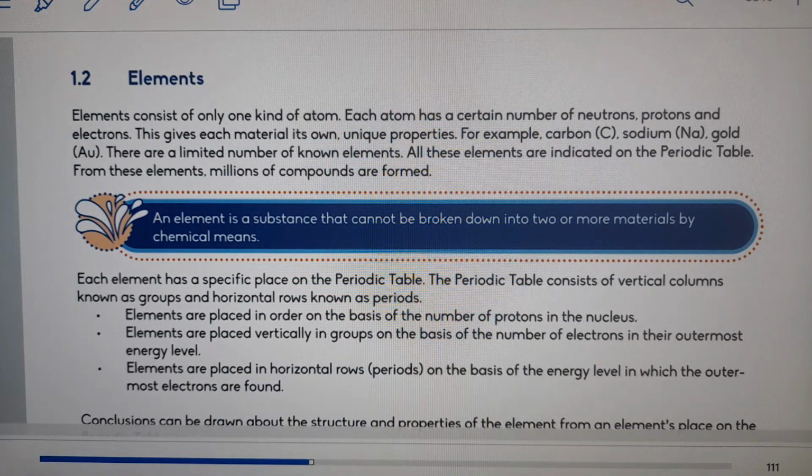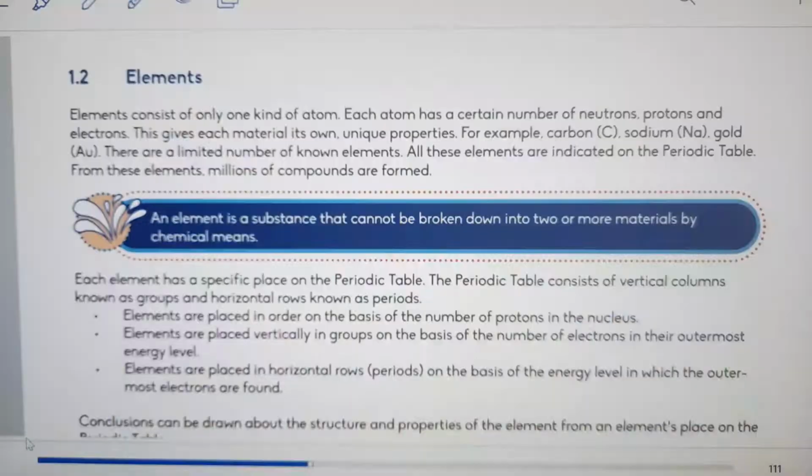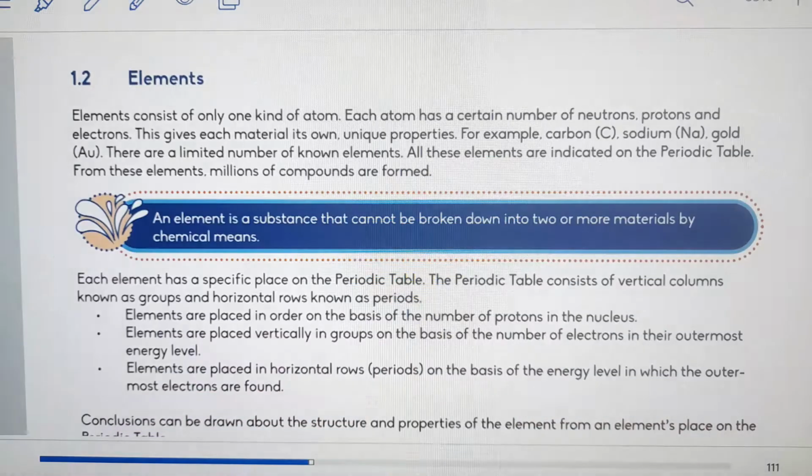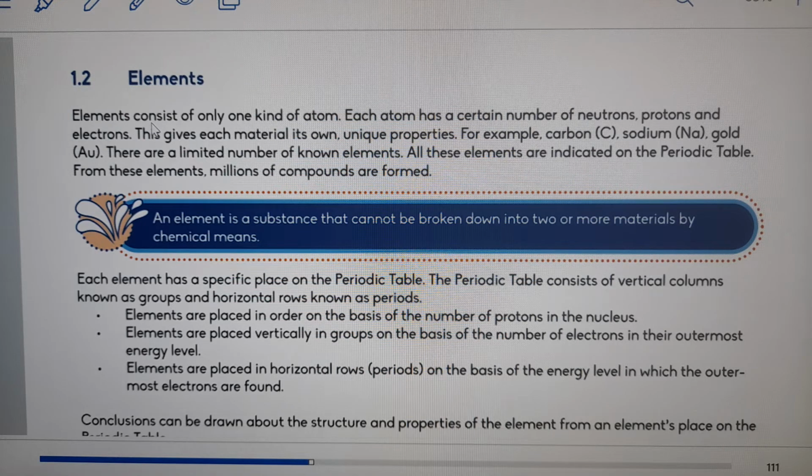You remember that? We said our elements, we find them in the periodic table of elements. And we said for now, for our grade, we just need to know element number 1, element number 2, element number 3, all the way up to element number 20. That is all that we need to know for our grade currently. So they say that elements consist of one kind of atom.